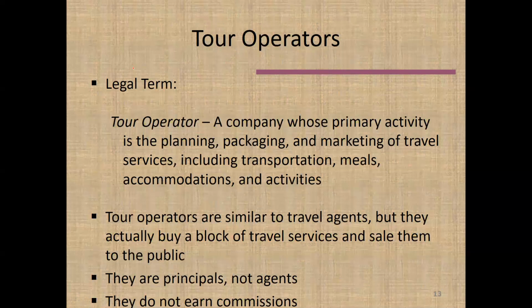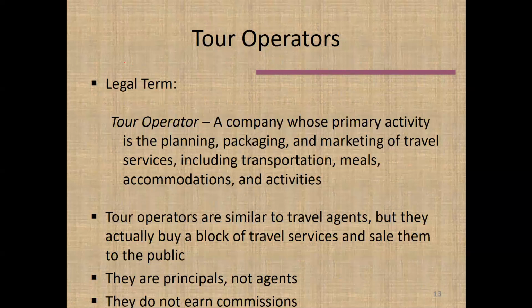And typically these packages are going to involve transportation, oftentimes meals, hotels, and activities. They are similar in some respects to travel agents, but there are important differences as well. For one thing, a travel agent usually doesn't own the service that he or she is marketing to the traveler. Instead, he is getting a commission.